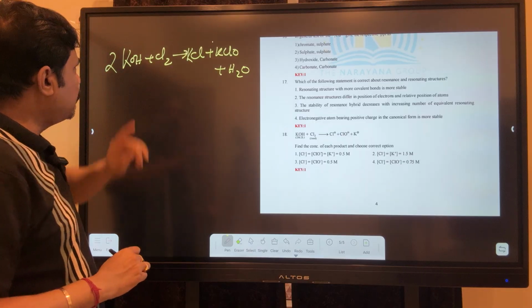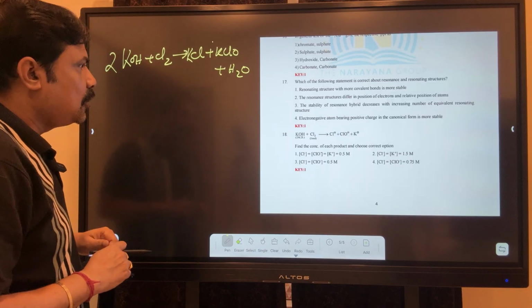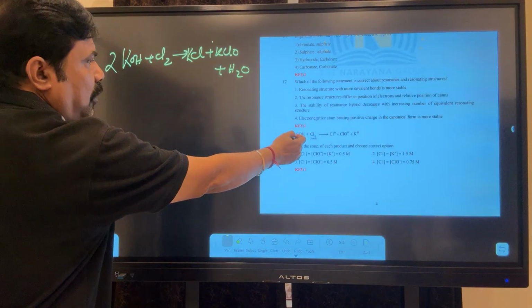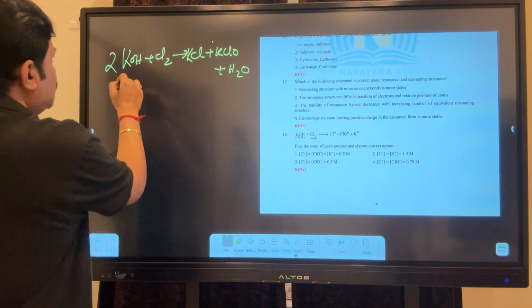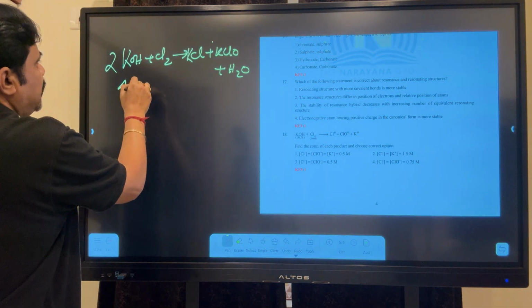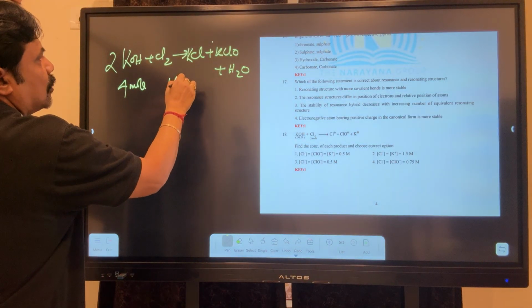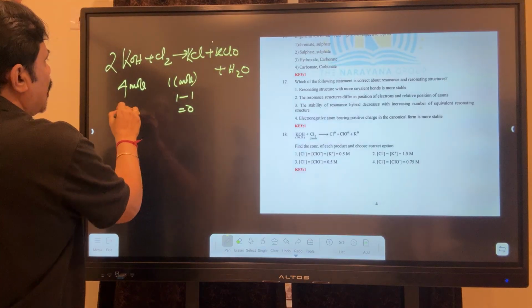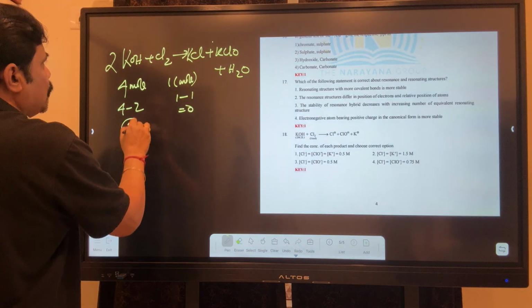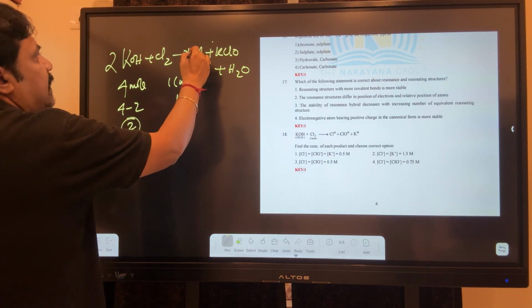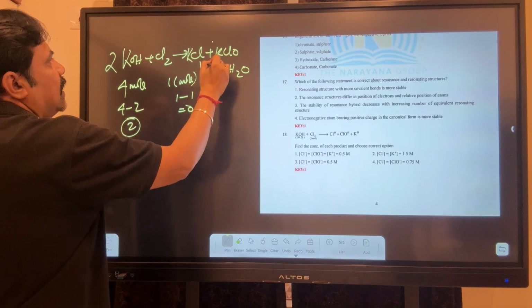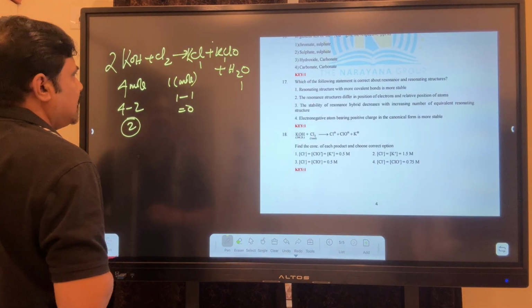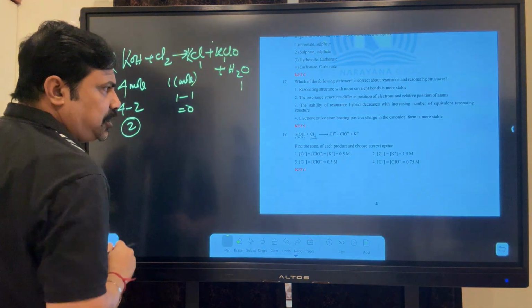That means 2 moles of KOH react with 1 mole of chlorine. Now here 1 mole of chlorine is there. How many moles of KOH? Molarity into volume of the solution in liters, that means 4 moles is there. Here you have 1 mole. Chlorine is the limiting reagent. Out of 1, 1 is consumed, here 0. Out of 4, 2 are consumed, still 2 will be there. And here you will get 1 mole of KCl, 1 mole of KClO, and 1 mole of water. This is the situation. Then the total volume of the solution is 2 liters.